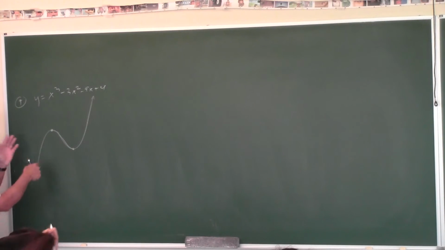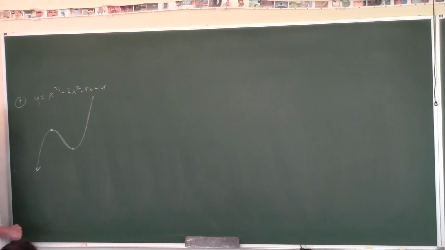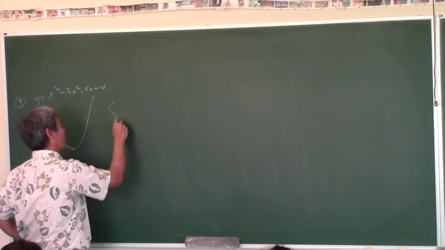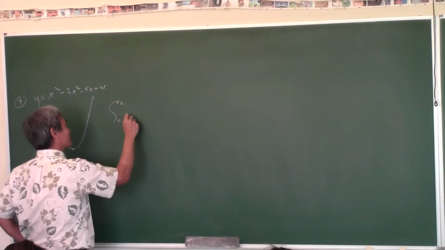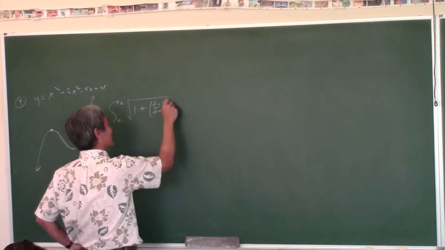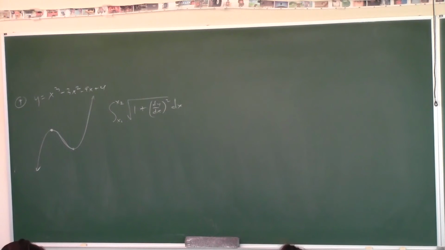How do you find the distance along the curve from here to here? Length of curve, that's right. So what is the length of curve formula? The integral from x1 to x2, square root of 1 plus dy dx, quantity squared, dx. This was on the last test. Not yesterday's test, but the last test.